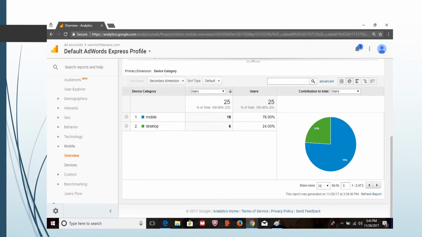By clicking on the pie chart icon, we can see the share of traffic each device gets, and it's clearly seen that mobile users contribute to 3/4 of the total users, which is a good sign.